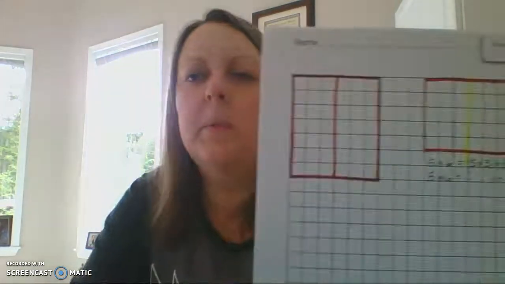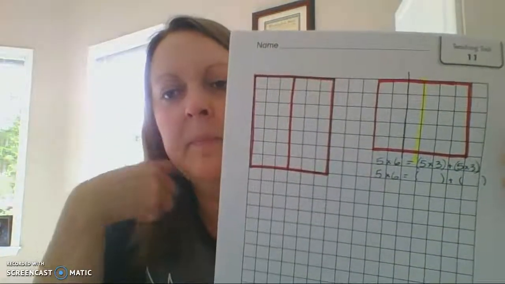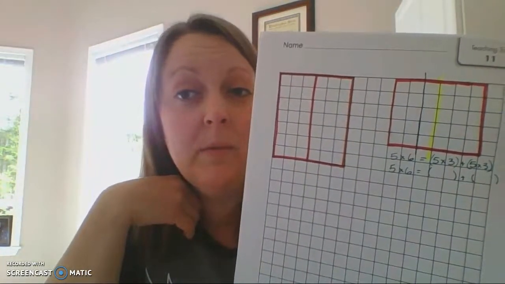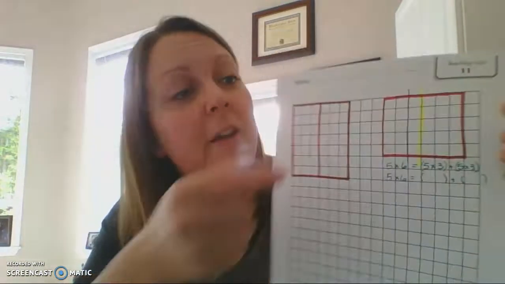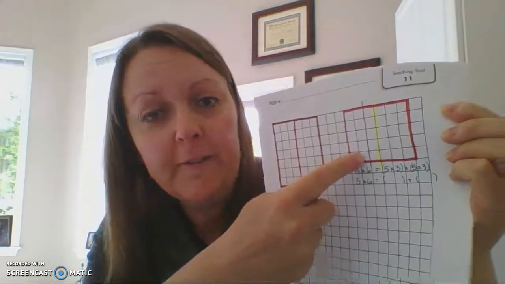What if I went and drew a line right here? I'm going to draw this one in green so you guys can see a little bit of a difference. What would happen if I split my rectangle right there? What would be in the parentheses now? That's right, 5 times 2 and 5 times 4, because 2 plus 4 equals 6.